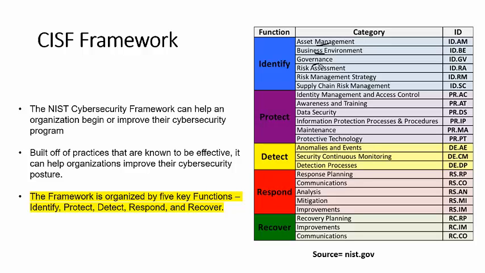This framework has been organized into 5 functions. First is identify. Second is called protect. Third is called detect. Fourth is called respond. And fifth is called recover. You can see that the entire cybersecurity or information security surrounds these 5 functions only.